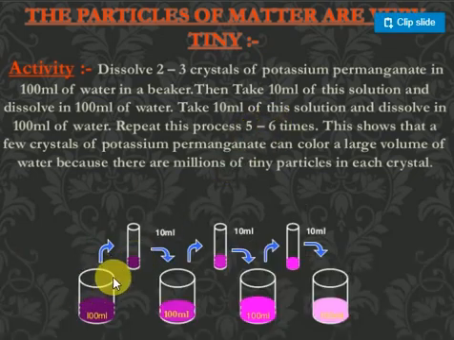Here I'm taking small beakers, and I filled each beaker with an equal amount of water. Here 100 ml, here 100 ml, here 100 ml, here also 100 ml. Initially, I take a small amount of KMnO4, potassium permanganate crystals, and dissolve them in the water. Consider that initially I take a small amount, 2-3 crystals. When I stir the solution, initially the water is colorless, and it becomes pink.